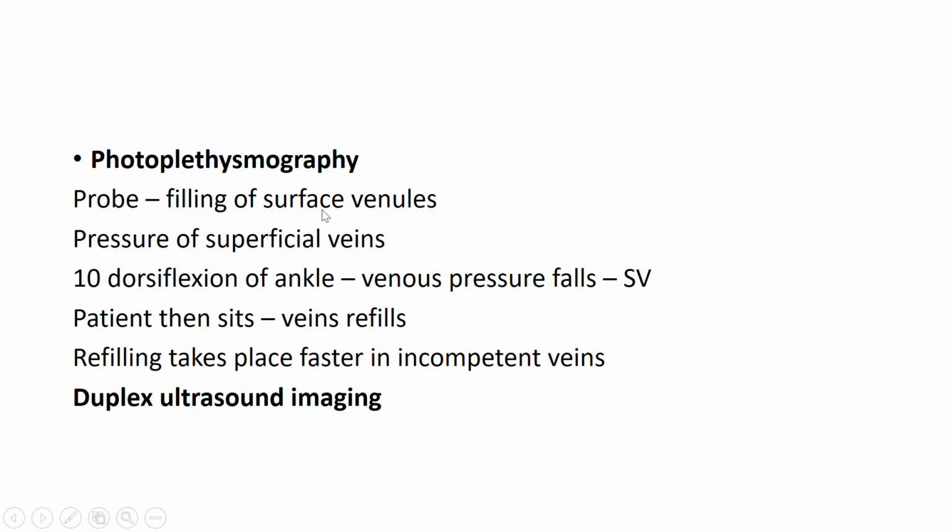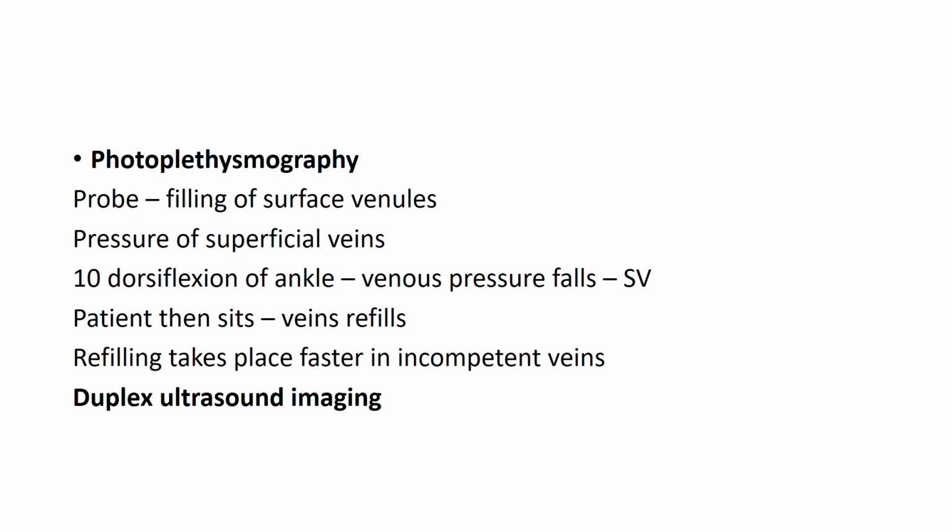Next is the photoplethysmography. Now here what happens, it detects the filling of the surface venules, okay, and by this it gives a reading of the pressure in the superficial veins. Now once this probe is attached, you ask the patient to do 10 dorsiflexions of the ankle. So ask the patient to move the ankles.